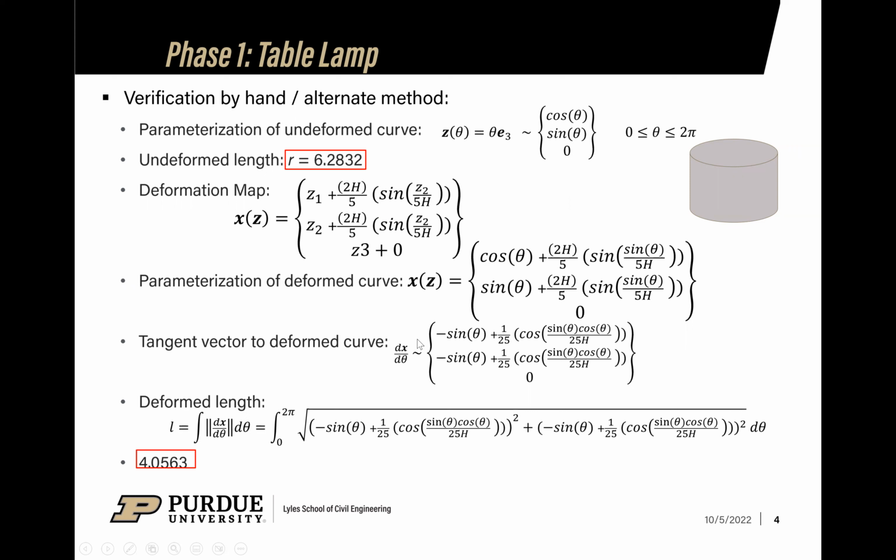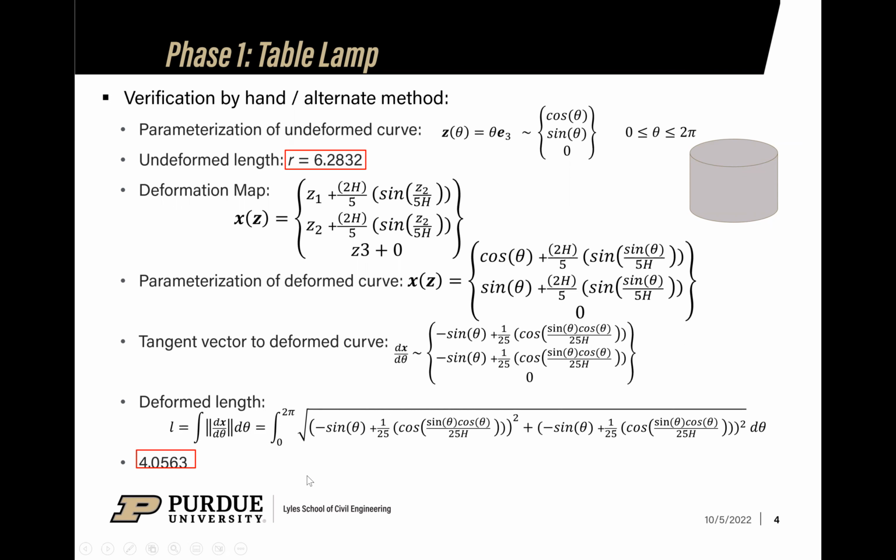And then the tangent vectors are obtained by differentiating x1 with respect to theta. And for obtaining the deformed length, we integrate the magnitude of dx by d theta with respect to theta, which is varying between 0 to 2 pi. And this is the deformed length that we obtain.